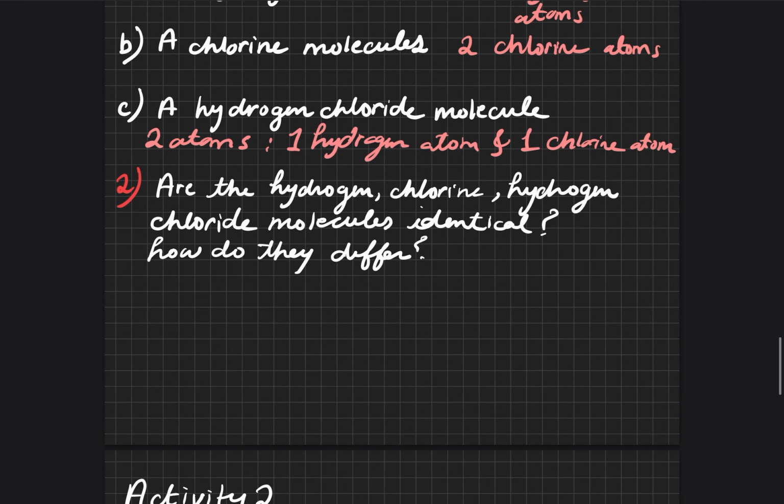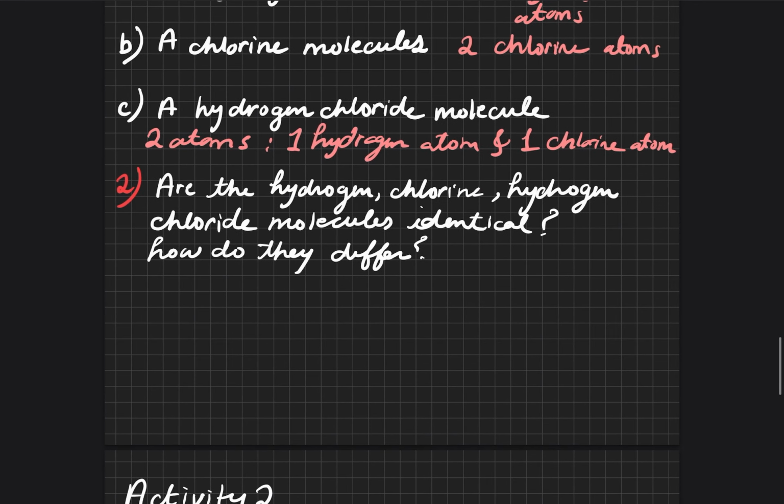So, are the hydrogen and chlorine molecules, and the hydrogen chloride molecule, identical? And if they're not identical, how do they differ? First, let's go back to the picture. Do you think these are identical? Let's go to the composition of each molecule. The hydrogen molecule contains two hydrogen atoms.